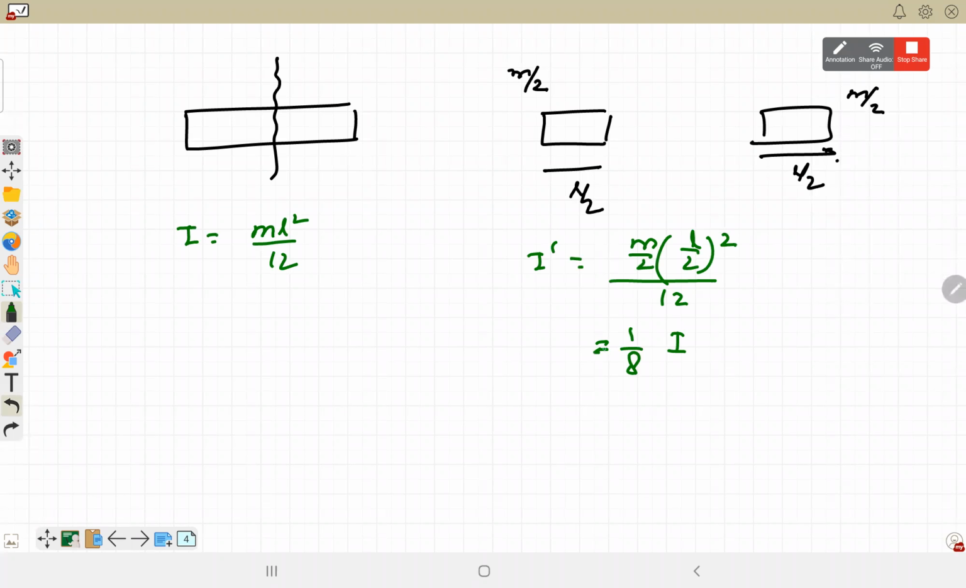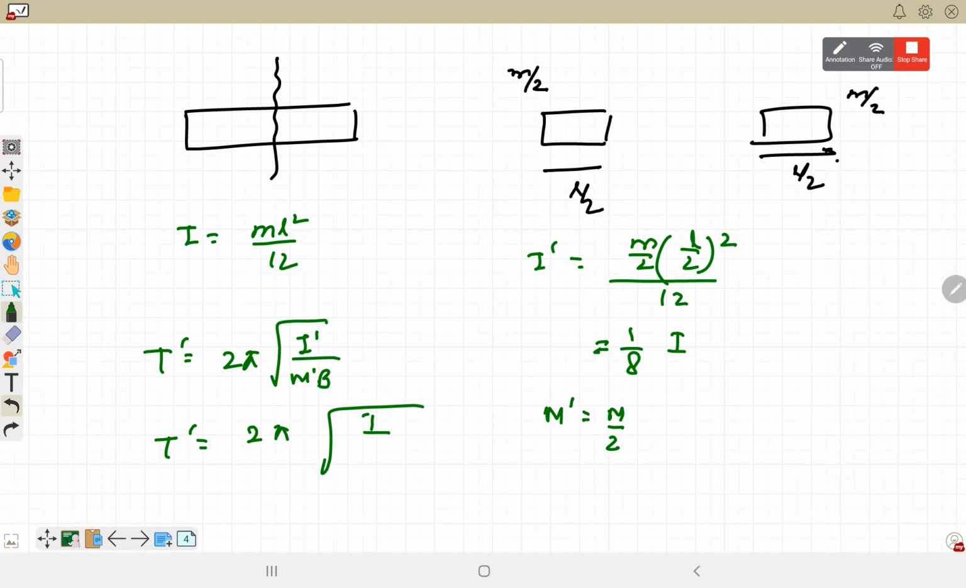I dash is I by 8, m dash is m by 2. So from here we can find out the time period. T dash is 2 pi under root of I dash divided by m dash. Current moment of inertia is 1 upon 8, dipole moment is half. So time period will become 1 by 2, because inside the root it will come 1 by 4.